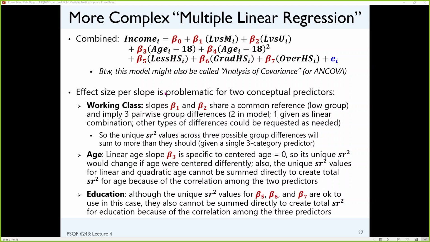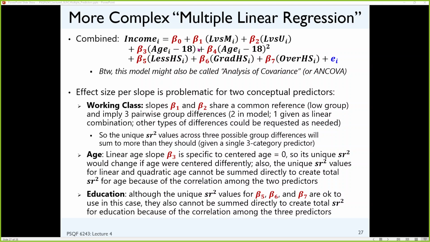So the working class predictors, these are set up so that lower versus middle is the first contrast, and then lower versus upper is the second. These are going to be related because they're both related to low. So that means that we can't just add up, essentially, the effect sizes for beta 1 and beta 2 because they have some redundancy to them. So we can't compute semi-partial eta square from just adding up the semi-partial eta squares for each of these. We have to request it separately so that the joint part is subtracted out.